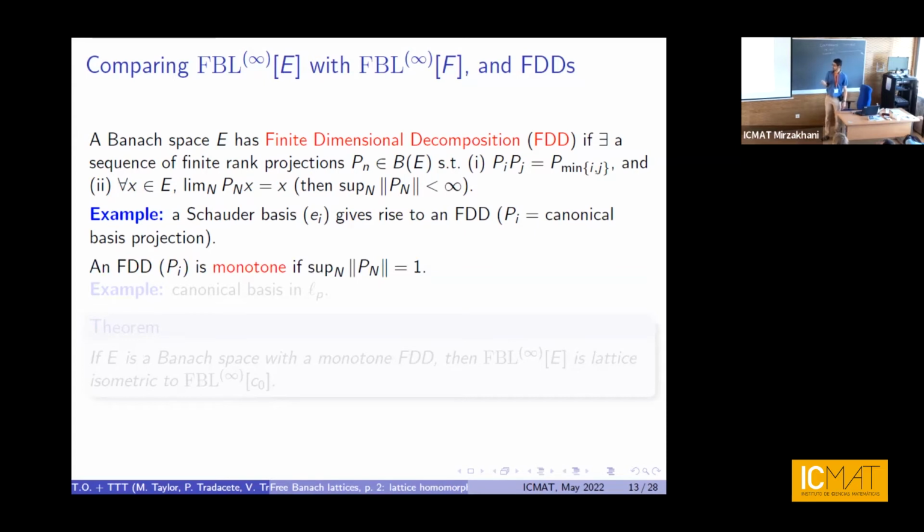We specifically are interested, or I will want to work rather, with monotone FDDs. So monotone means that, well, here I wrote the sup, but I could have avoided the sup. An FDD is monotone if for every index n, the norm of this projection is equal to 1. Of course, it cannot be less than 1, so this is in a sense the best or almost the best possible FDD.